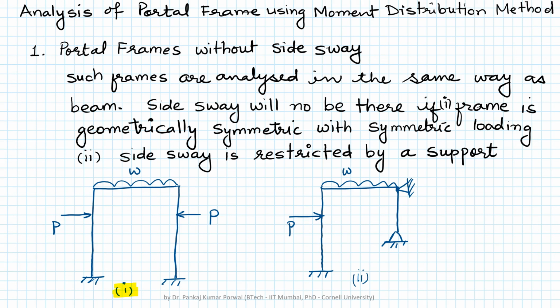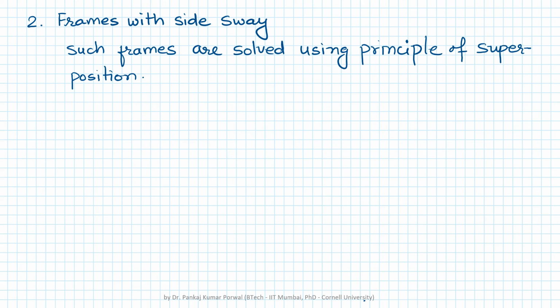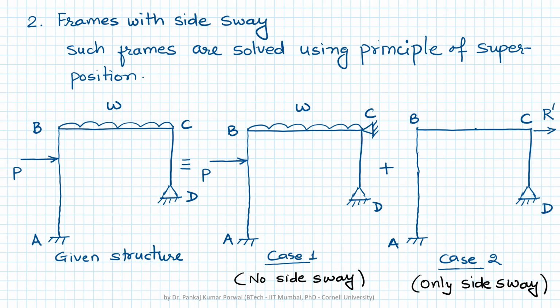So if the support were not there at point C, then there will be side sway, but because we have provided one hinge support at C, there will be no side sway. So this case can also be solved using moment distribution method for beams. Second case is when frames have side sway. Such frames are solved using principle of superposition, and in solving such frames we divide the frame into two cases.